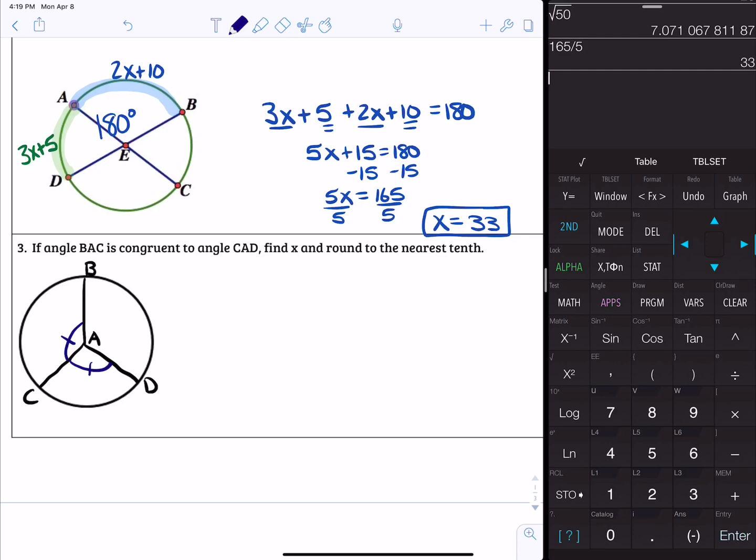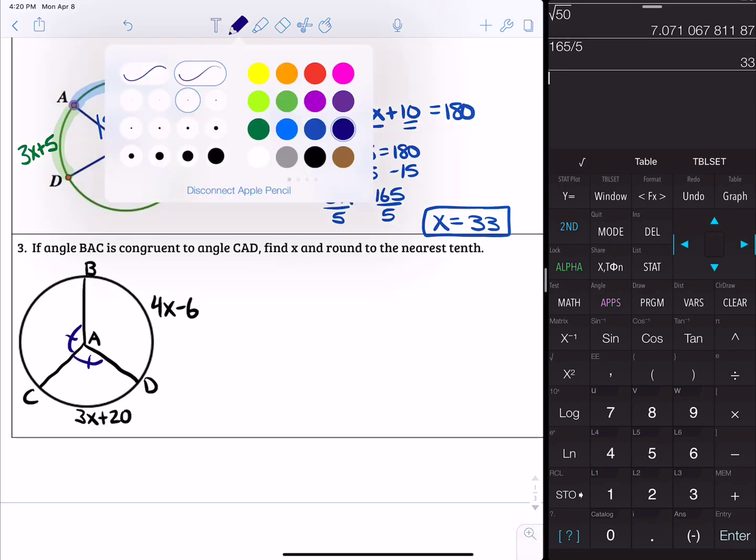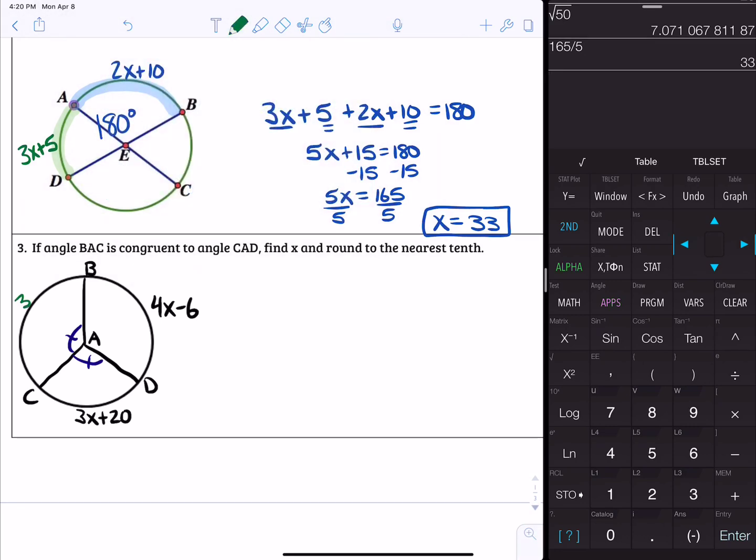And in the picture, you would know 3x plus 20. I just couldn't draw this out on my Google fast enough to make my video. And then this one was labeled 4x minus 6. So in your problem, you would see those labeled, and then it told you in the problem that these two were congruent. So if we know those are congruent, we can say that this arc over here would also be 3x plus 20.